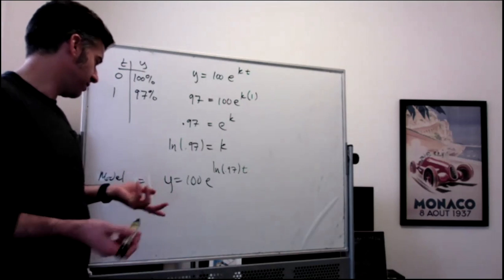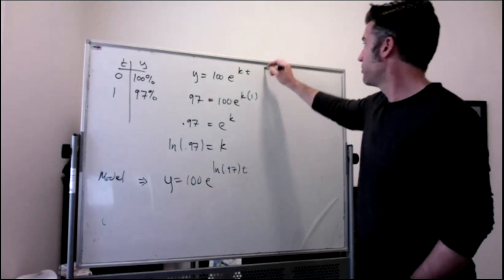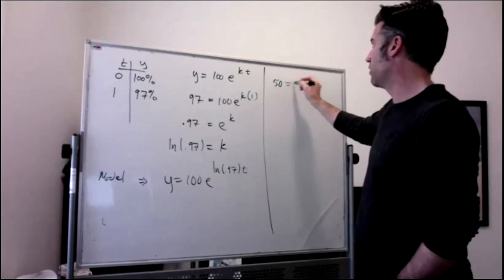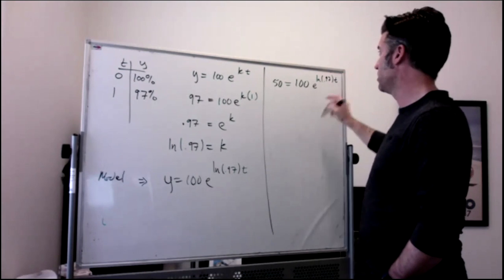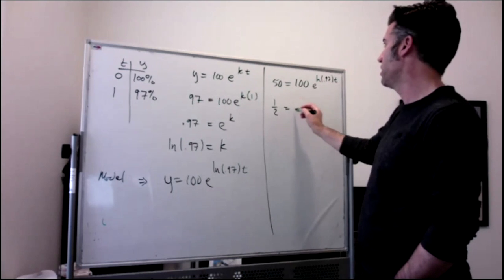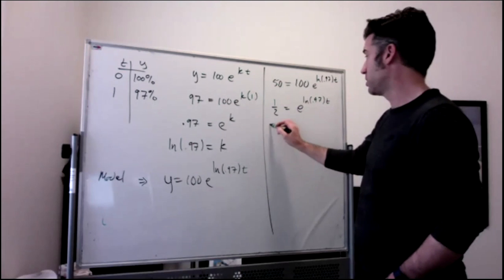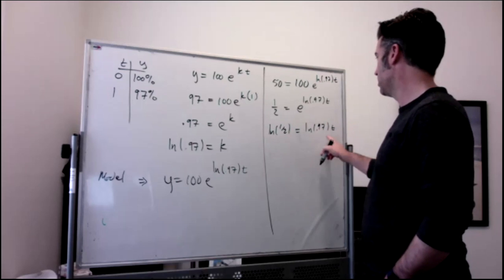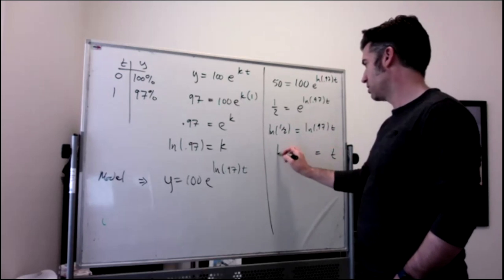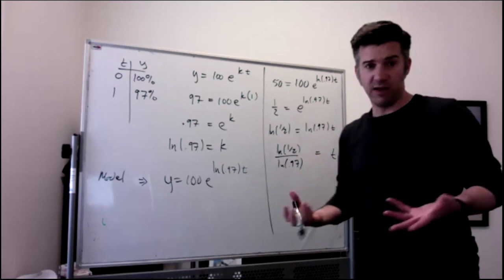To figure out the half-life, we're going to set the amount of stuff we have to be half of what we started with. So I'm going to set y equal to 50 and solve this equation. So 50 equals 100 e to the natural log of 0.97 times t. Divide both sides by 100, you get 1/2 equals e to the natural log of 0.97 times t. Take the natural log of both sides, get the natural log of 1/2 equals the natural log of 0.97 times t. Divide both sides by that, and you get t equal to the natural log of 1/2 over the natural log of 0.97.